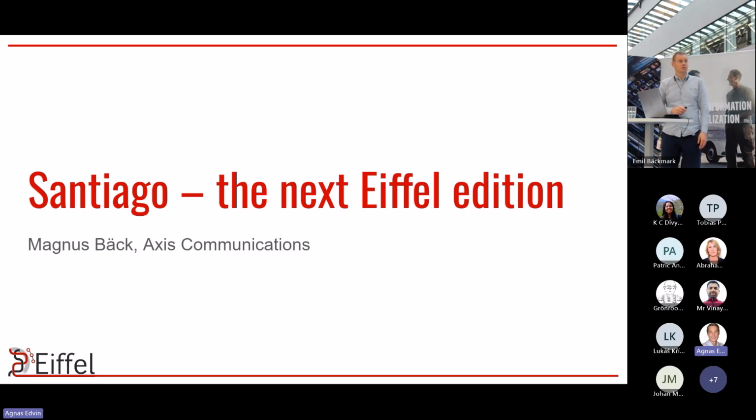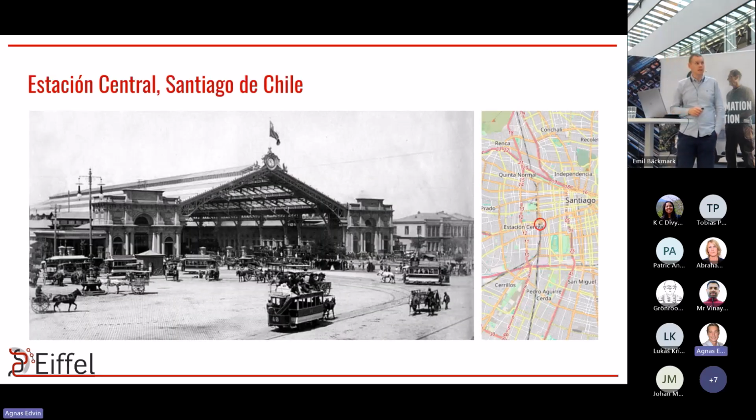So the next edition is Santiago, named after Estación Central in Santiago de Chile, which was designed in 1890 and made in 1897, designed by Gustave Eiffel, yes. And that's why we name the editions. We named them from his creations, or at least places where he has designed buildings and so on. So we are starting to run out of places that don't have very difficult to spell words or accents or such. So I don't know what comes after Santiago. That's a problem for next year.